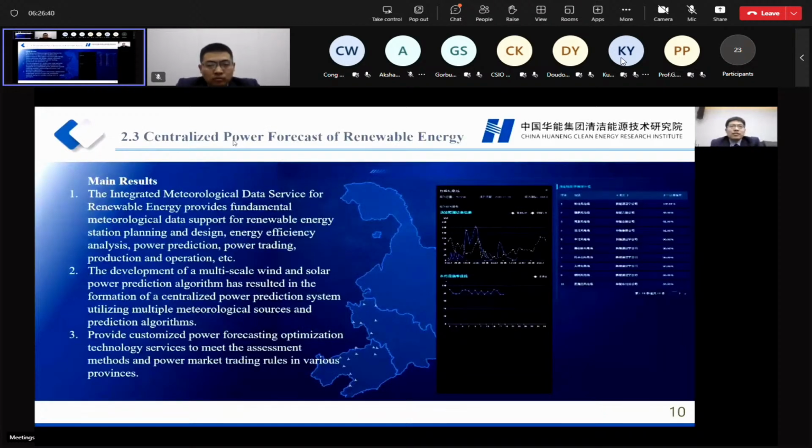Here come three research results. We provide fundamental data support for renewable energy station planning and design, energy efficiency analysis, power prediction, power trading, production and operation. We establish a prediction system with multiple data sources and algorithms. We provide customized power forecasting optimization technology services to meet the assessment methods and the power market trading rules in various provinces.